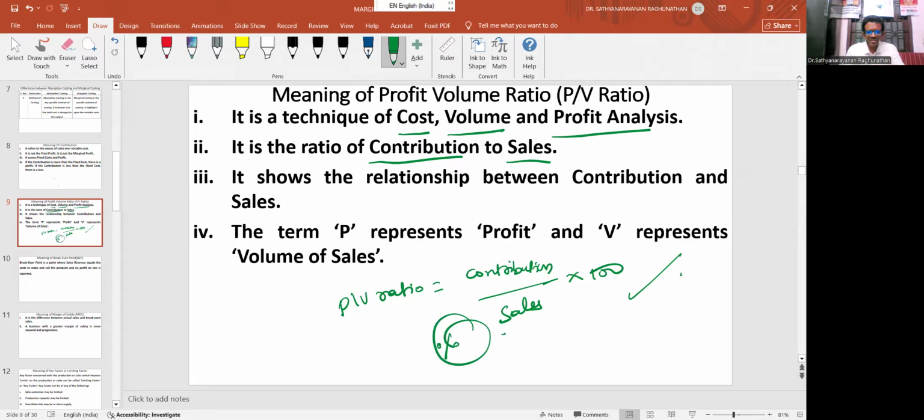It shows the relationship between contribution and sale. P stands for profit and V stands for volume of sales. Again, I am giving you the clarity. How much have you sold? Say, for example, you have sold for 10 lakh rupees. For 10 lakh rupees, how much contribution have you made? Suppose you have made a contribution of 4 lakh 50,000 rupees. In such a situation, the PV ratio is 45%. Understood? This is all about the profit volume ratio.